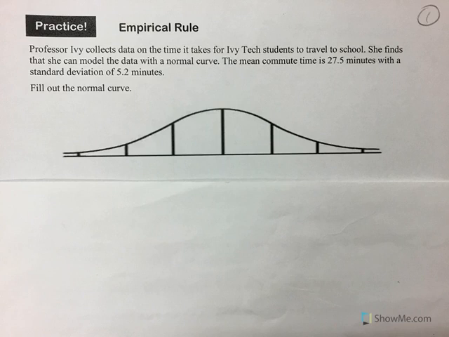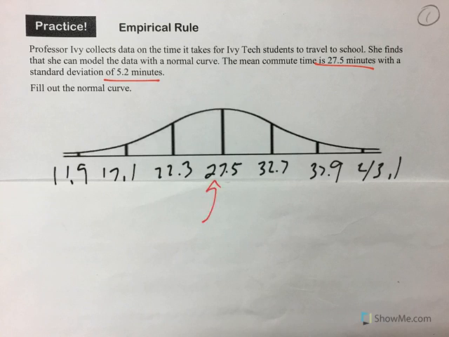Let's practice with the empirical rule. So first things first, we're talking about Professor Ivy collecting data on the time it takes students to travel to school. The mean is 27.5 minutes with a standard deviation of 5.2. Hit pause and fill in the data. Remember, the mean always goes first and it's in the middle.